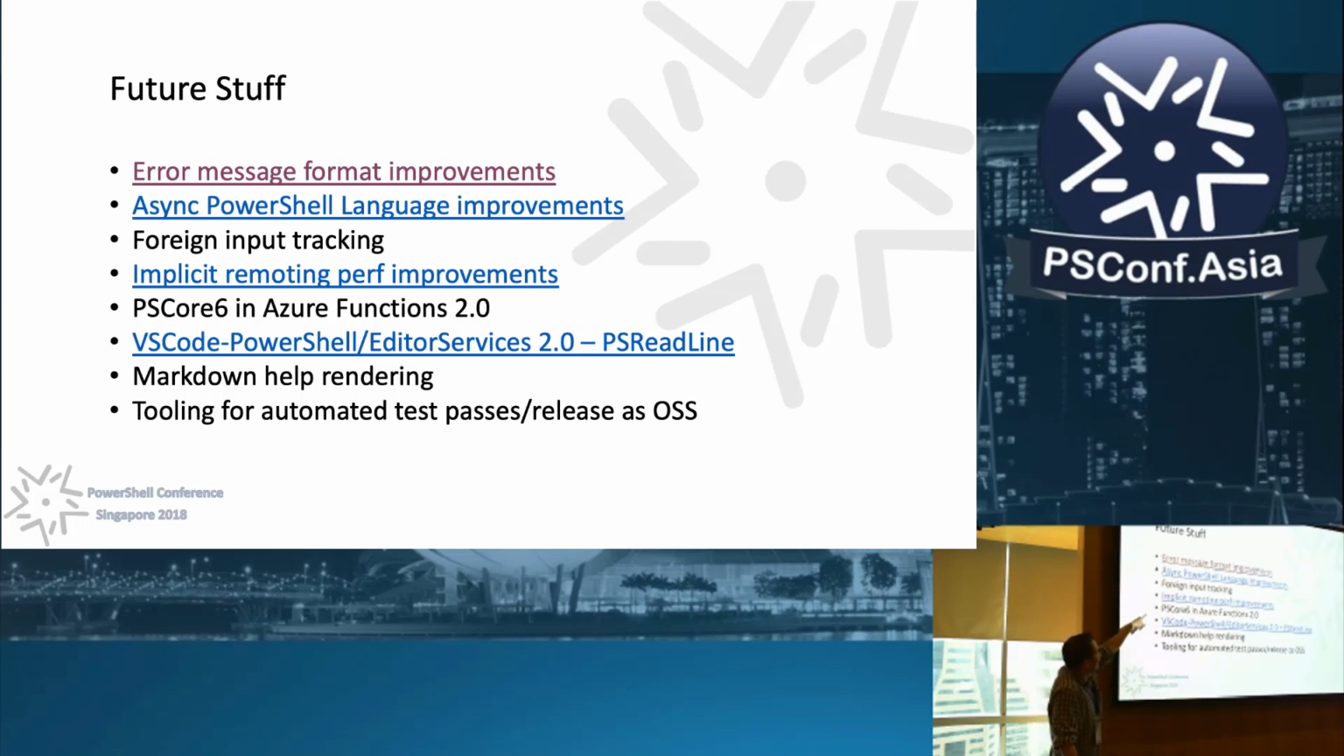We already have a PR that I linked to for implicit remoting perf improvements. So again, you saw that I created a connection to Office 365. If I do Get-Mailbox and I want to do some sorting, some grouping, whatever, what happens today is that for each part of the pipeline, I get all the results from the cloud downloaded to my machine. I process something, and I send it all the way back up, and it comes back and forth, right? It's a lot of network traffic.